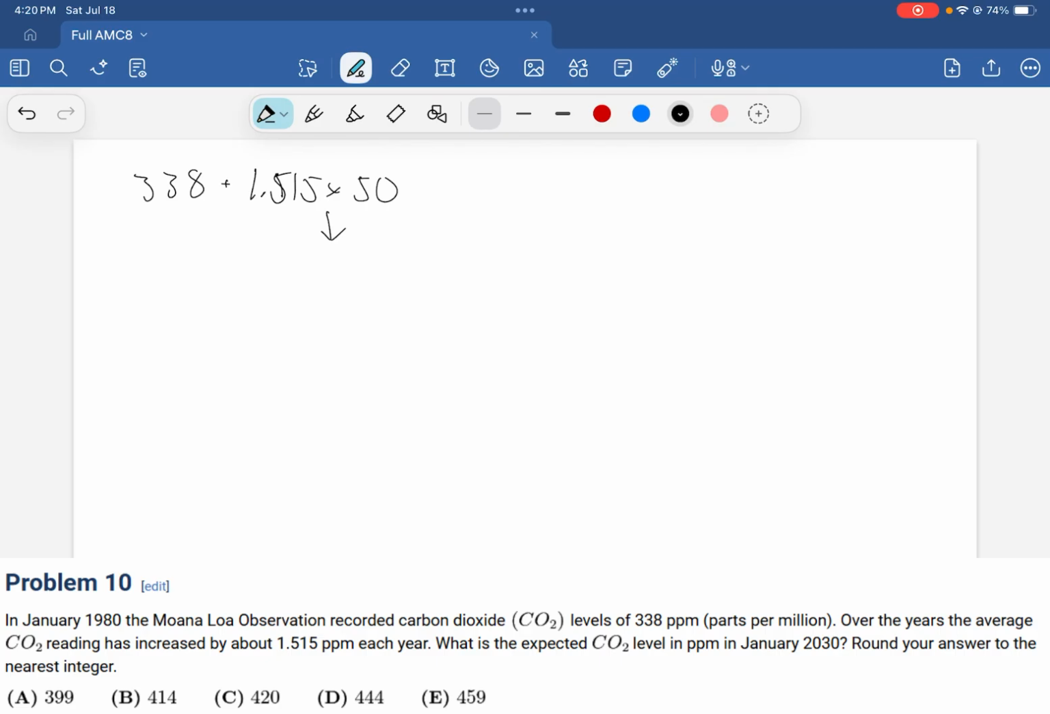This can be rewritten as 15.15 times 5. We just move the 10 to the left. And this becomes 15 times 5 is 75. So it becomes this. 75.75 is closest to 76. So the answer is 338 plus 76, or 414. So the answer is B.